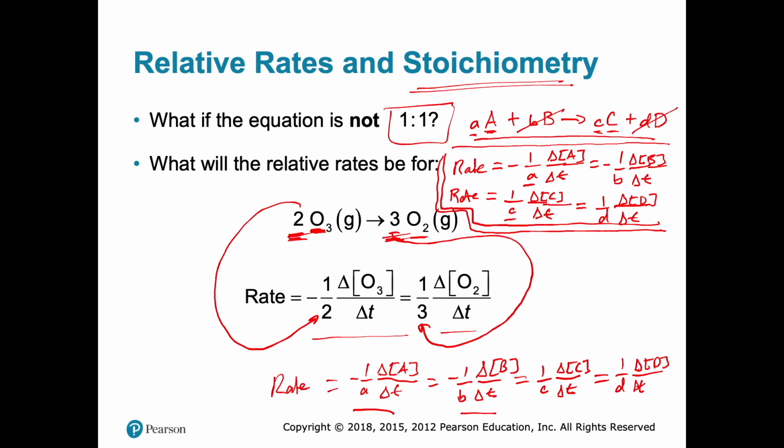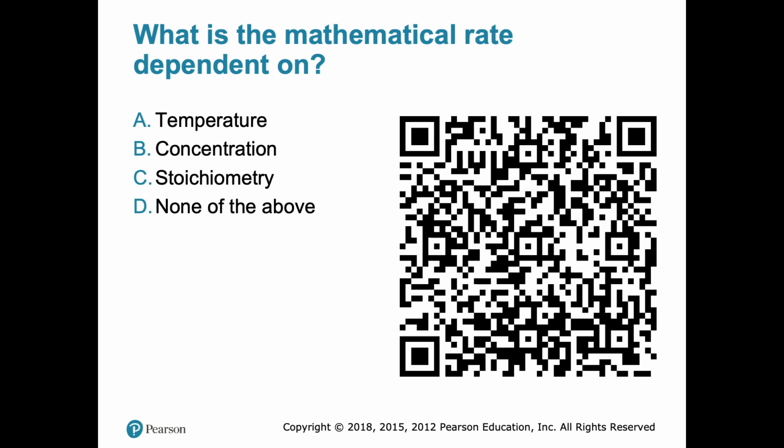Interesting stuff. Here is your next question. Don't worry, it's an easy one. What is the mathematical rate dependent on? Temperature, concentration, stoichiometry, or all of the above?